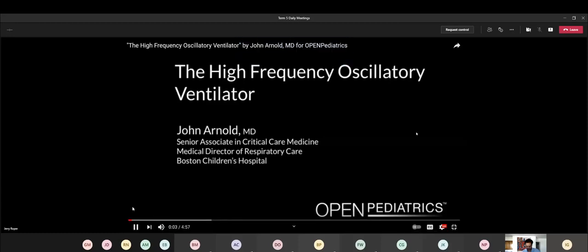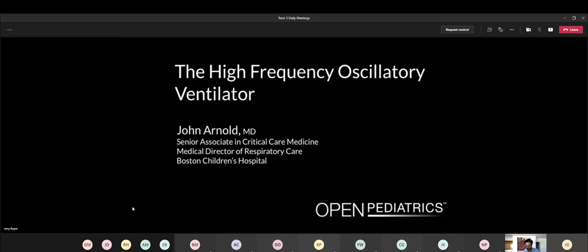High-frequency oscillatory ventilator by Dr. John Arnold. Please note that in this video, we will be following the guidelines used at Boston Children's Hospital. Some of this information may need to be modified based on the equipment, guidelines, and practices in place in your institution.